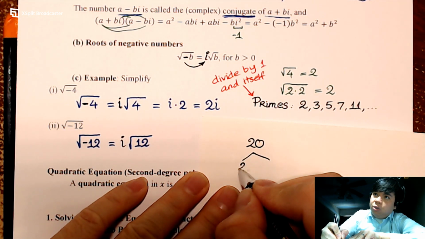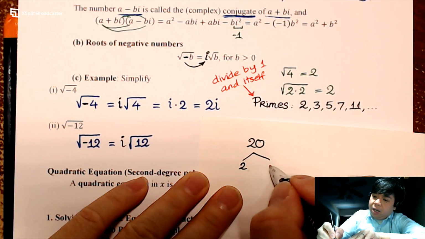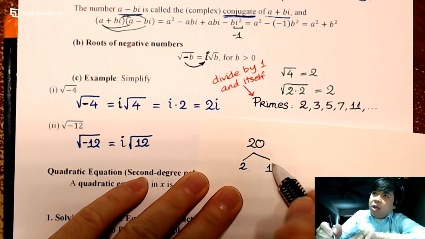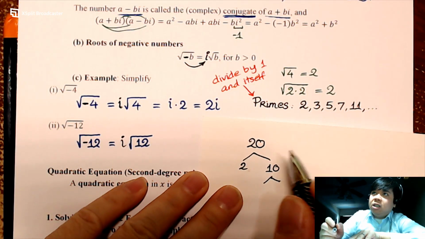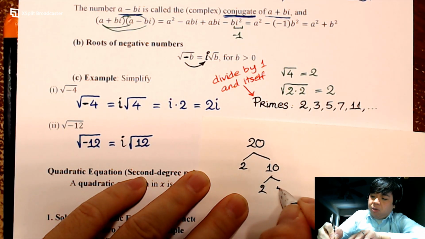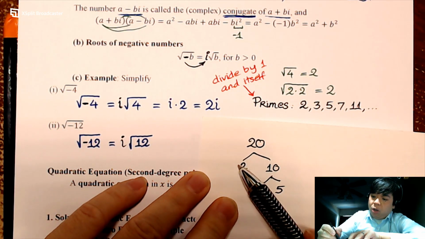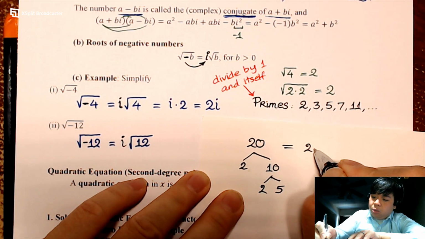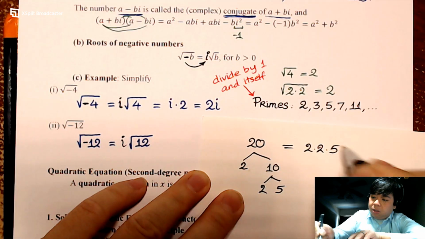There's a 2, and then there are 10. 20 is 2 times 10. 10 is 2 times 5. And now we have all prime numbers. So we say 20 is 2 times 2 times 5.